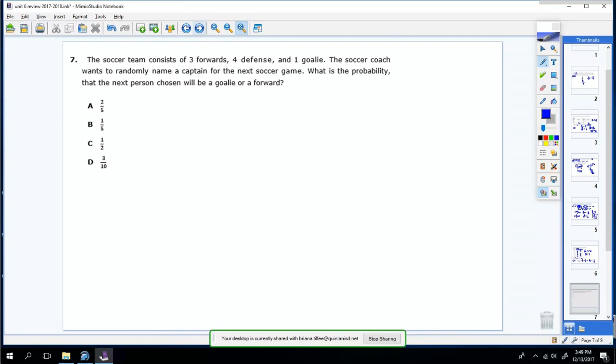Okay, the soccer team consists of 3 forwards, 4 defense, 1 goalie. So you have a total of 8 players on this team. The soccer coach randomly wants to name a captain for the next soccer game. What's the probability the next person will be a forward or a goalie? Well, there's 1 goalie and 3 forwards. So that means there's a total of 4 people, which is 1/2. So you have a 1/2 chance, which is C.